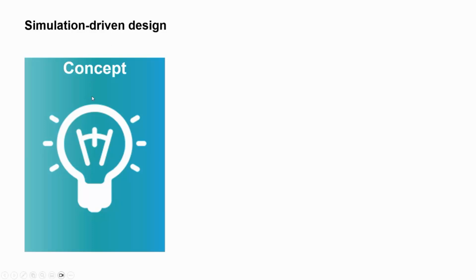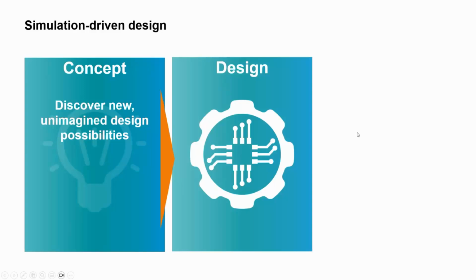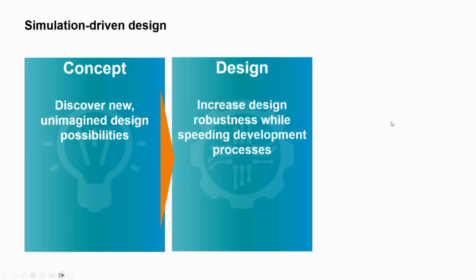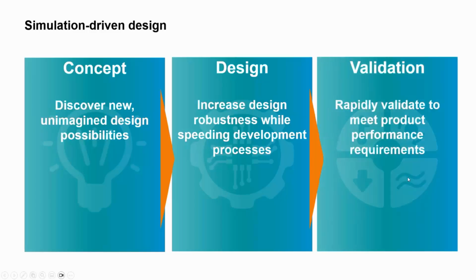Because if you're using simulation, very rapid simulations in the early concept stage, you're going to discover a lot of new design possibilities. And, especially if you have rock solid confidence in the accuracy of those simulations, you're going to iterate, innovate, and improve on your designs much more rapidly in those early concept phases. From there, you get into the design stage, and you're going to increase your overall design robustness while speeding up the development process. And then finally, when you get into this traditional phase of validation, this is going to go much faster because of all this upfront work you've done within the design phase. So you're going to rapidly validate to meet those performance requirements.